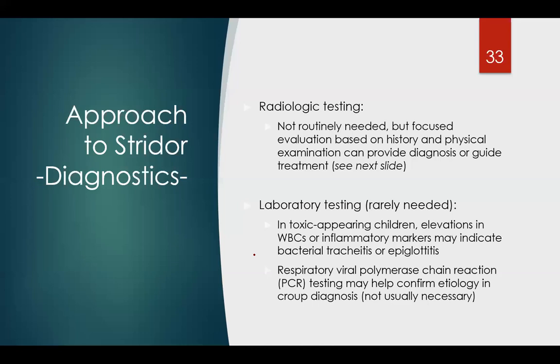We want to check a CBC, which is going to show a left shift. A left shift means that you have neutrophils that are normally developing and they're going down this developmental path and they start like this with this big nucleus. And then that nucleus soon starts to turn into what they call a band. And then that band eventually lobulates into about six different lobes. That's a mature neutrophil.